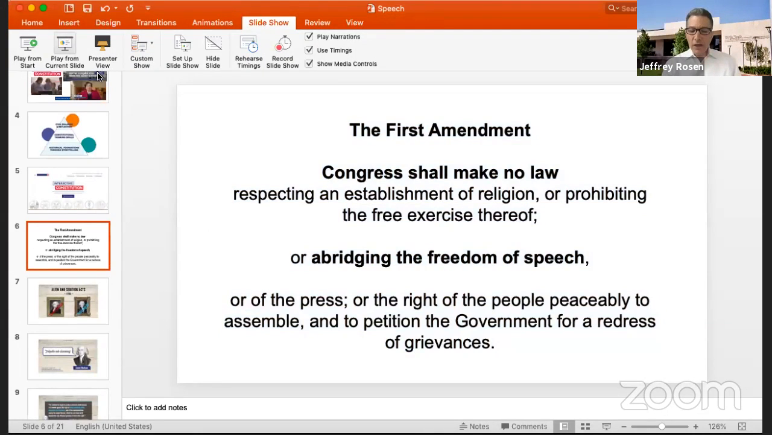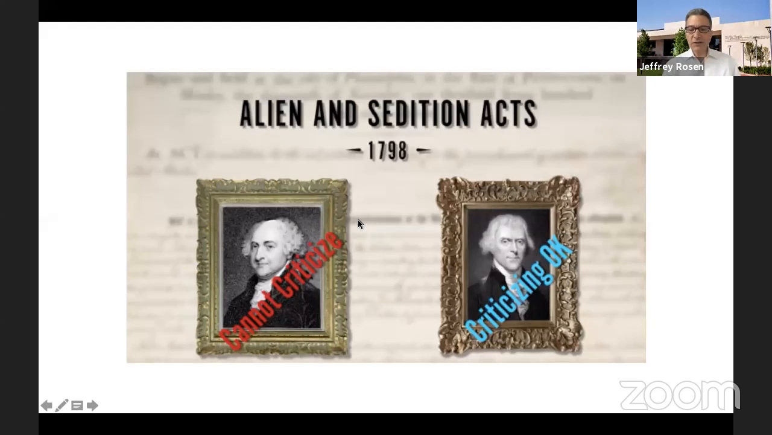Now we're going to get to the Constitution, and soon after it's passed in 1787, there's a big controversy that came to define the meaning of the First Amendment, and it was over a law that was passed in 1798 to prohibit criticism of the government. It centered around the Alien and Sedition Acts, which Kerry just put up here because she is reading my mind, and we're very much in sync here. So here are pictures on the screen of two people, John Adams on my left, which says cannot criticize, and Thomas Jefferson says criticizing okay.